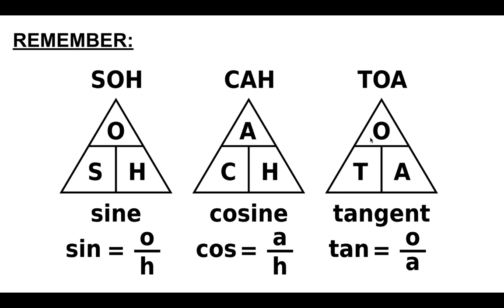So in order to remember this, we use this mnemonic device, SOHCAHTOA. So sine, opposite over hypotenuse, cosine, adjacent over hypotenuse, and then tangent, opposite over adjacent. SOHCAHTOA. So let's go ahead and practice.